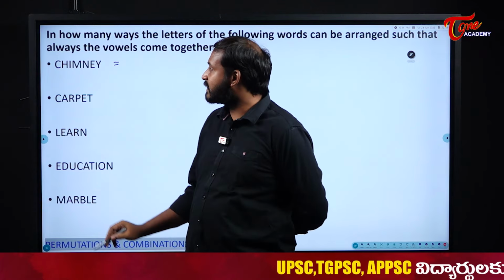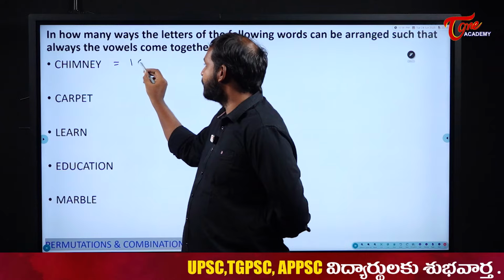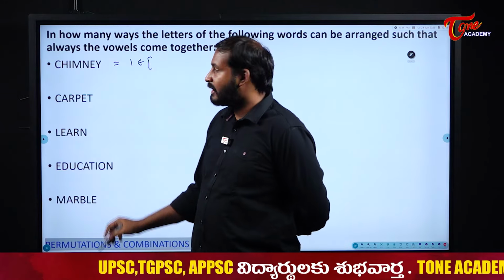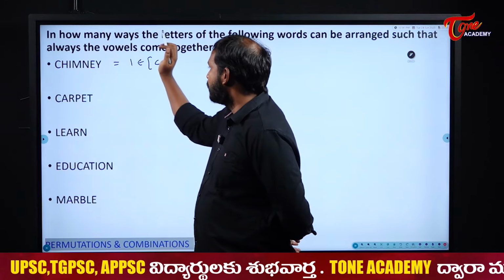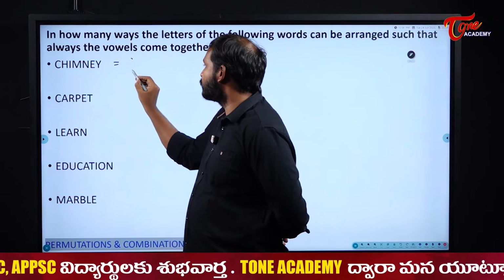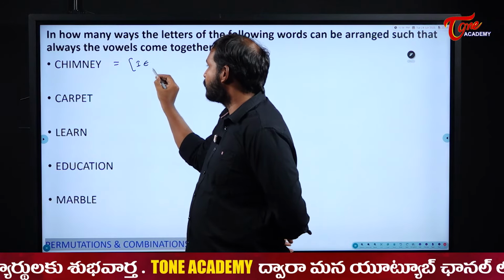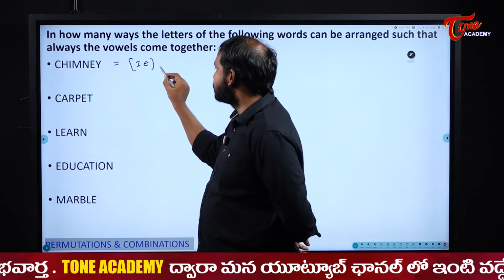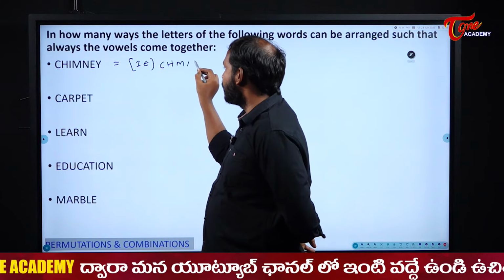Chimney. What are the vowels I have in chimney? I and E. And what are the consonants? I and E as a group. Why? Because vowels should come together, right? I, E as a group, I should write them. And then next C, H, M and Y.